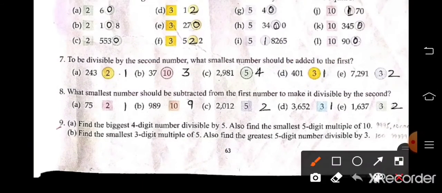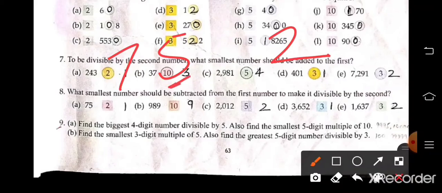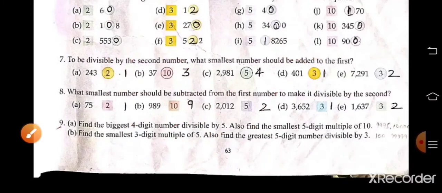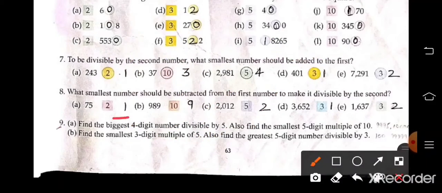Now question number 8. What smallest number should be subtracted from the first number to make it divisible by the second? 75 and here 2. So for divisible by 2, it should be an even number, so subtract 1. So it becomes 74, that is divisible by 2. Okay, so here the number is 1. Like this you have to do these parts also.